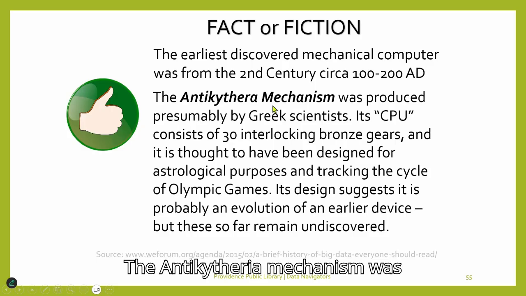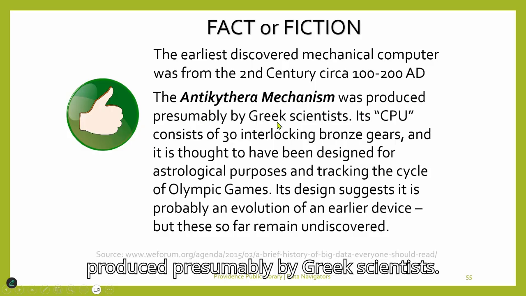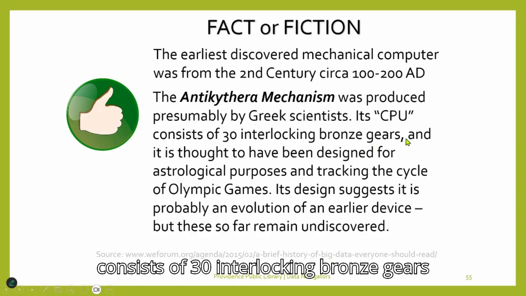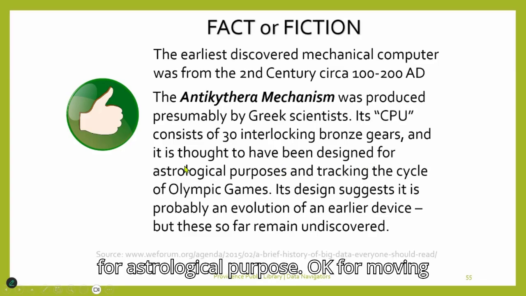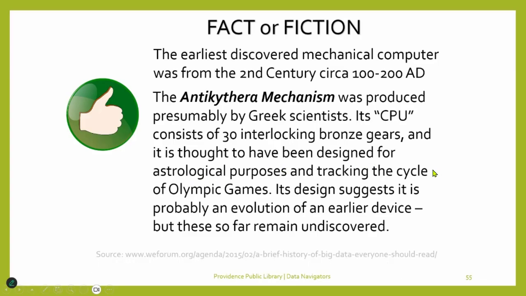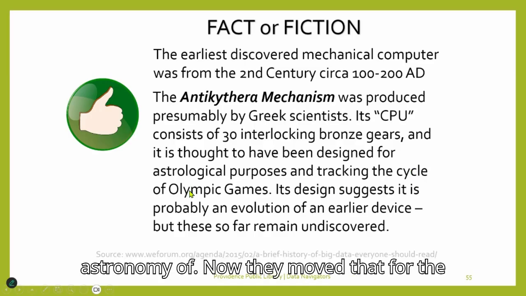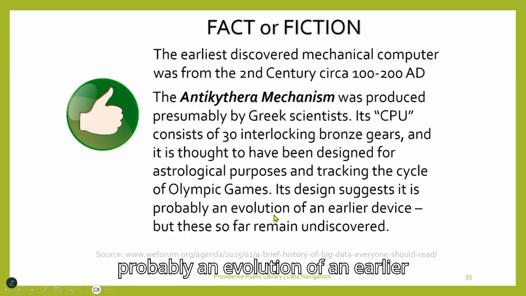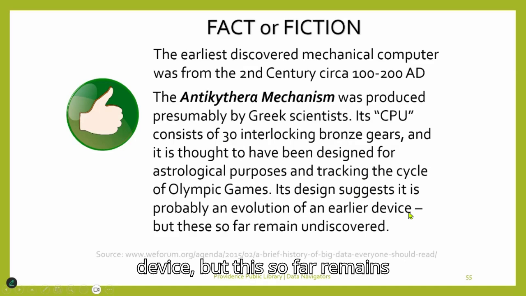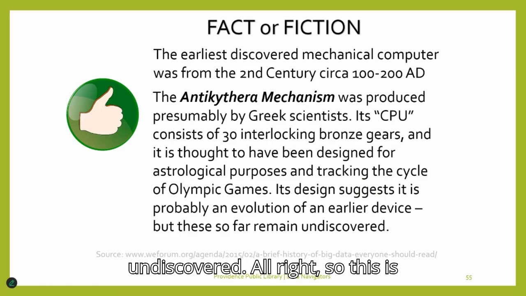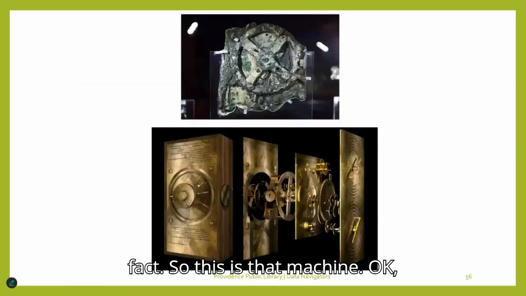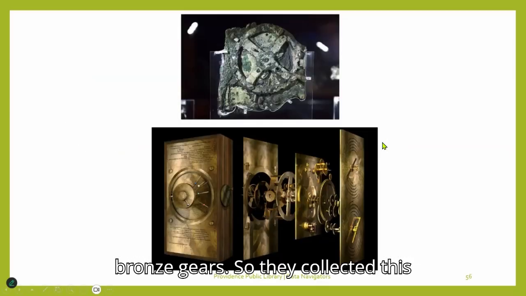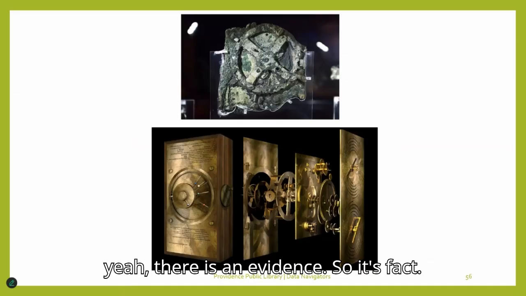The Antikythera mechanism was produced presumably by Greek scientists. It's like a CPU, consisting of 30 interlocking bronze gears, and it is thought to have been designed for astrological purposes, for monitoring the cycle of the moon and astronomy. Now they have moved that for the Olympic Games. Its design suggests it is probably an evolution of an earlier device, but this so far remains undiscovered. All right, so this is fact. So this is that machine, 30 interlocking bronze gears. So they collected this fact and they said that yes, there is evidence, so it's fact.